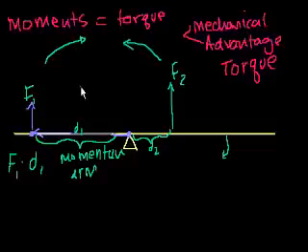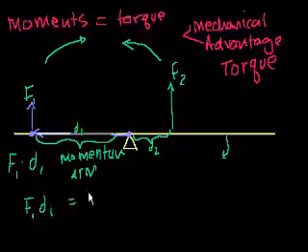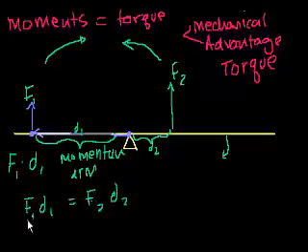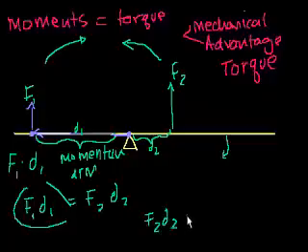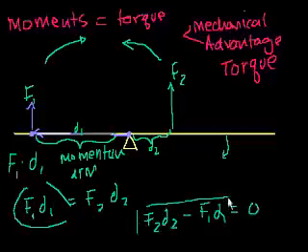So the law of moments essentially tells us, and we learned this when we talked about the net torque, that this force times this distance is equal to this force times this distance. So F1 D1 is equal to F2 D2. Or if you subtract this from both sides, you could get F2 D2 minus F1 D1 is equal to 0. And actually, this is how we dealt with it when we talked about torque.